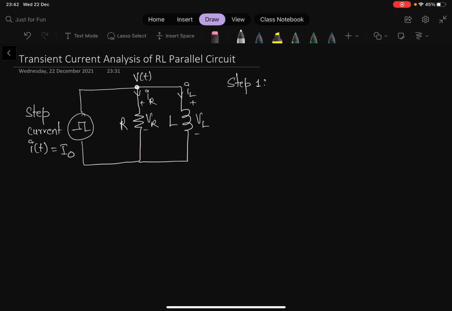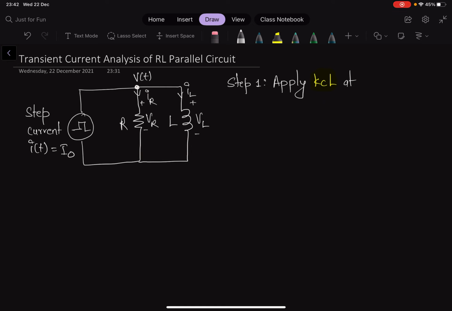So let's apply step 1. In step 1, we're going to apply KCL. As I keep saying, if you have a series circuit, you apply KVL, which gives you an expression that you can modify to get a differential equation. Similarly, if you have a parallel circuit, it's better to apply KCL. KCL is Kirchhoff's current law, and it states that the sum of the current going in is equal to the sum of the current going out.